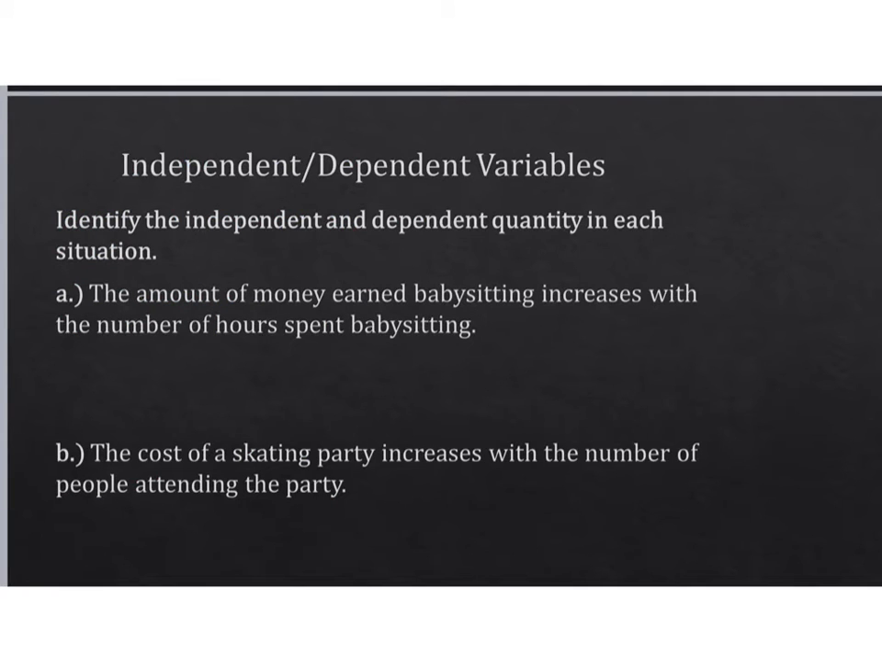So when we look at independent and dependent variables, it says to identify the independent and dependent quantity in each situation. So for the first one, it says the amount of money earned babysitting increases with the number of hours spent. So I have my independent and my dependent variables. So you have to say what depends on what. And in this case, the amount of money is going to depend on the hours. So the amount of money, so maybe I'll say money, depends on the independent variable, which would be the hours babysitting.